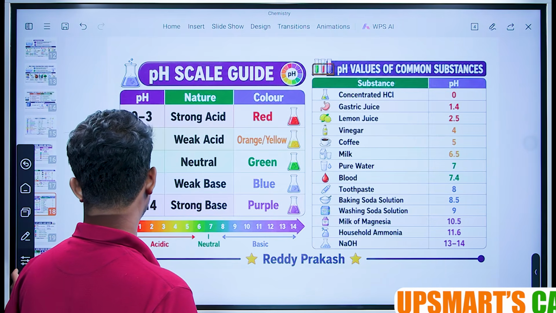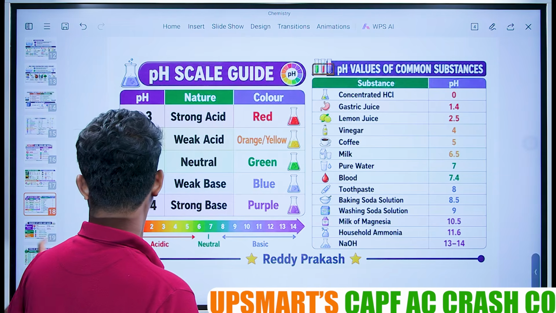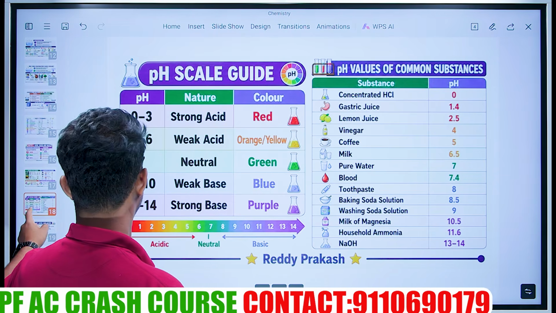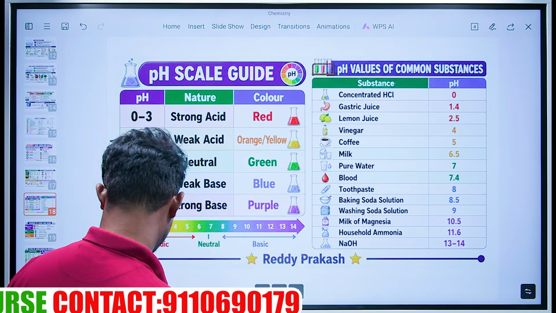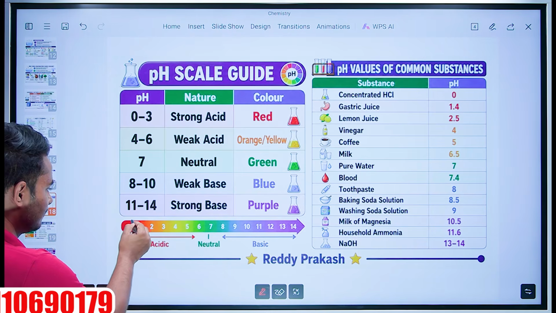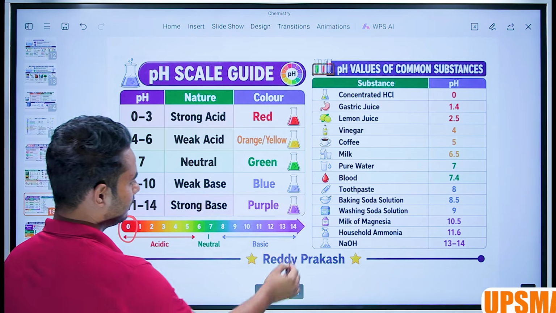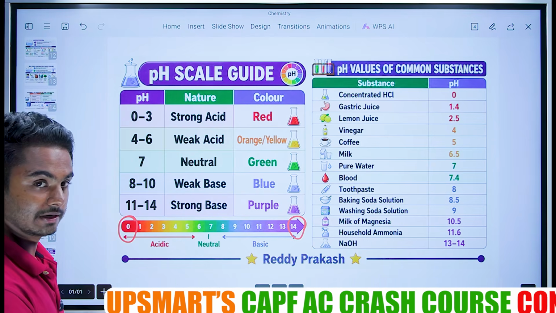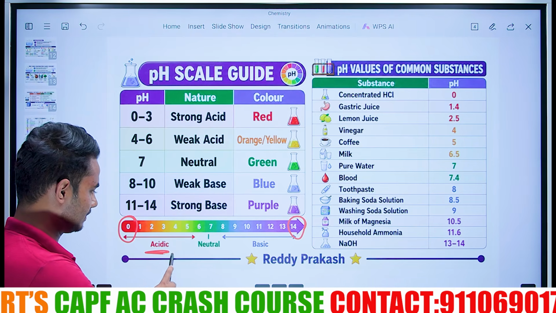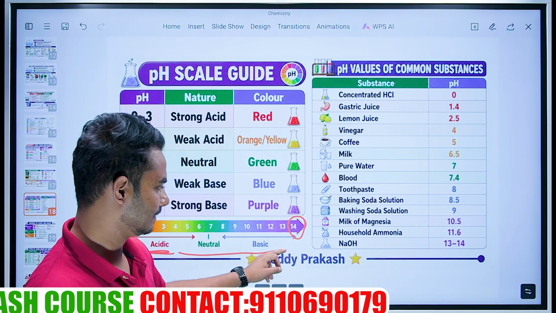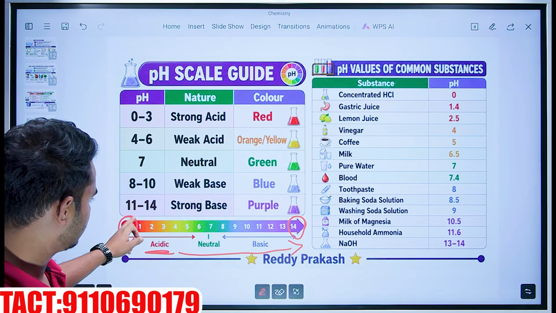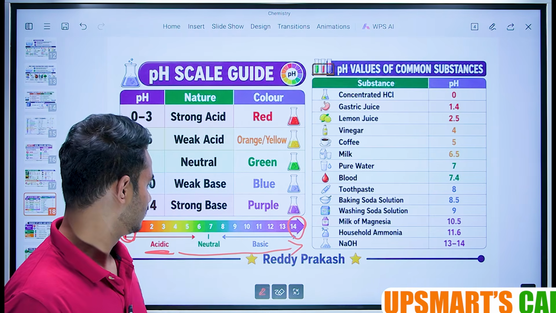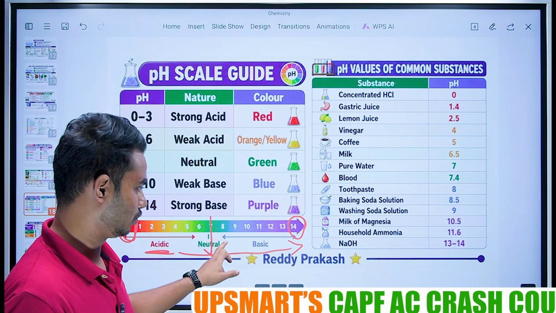See, this is how the pH scale will be. It starts with dark red and then goes on to become purple in nature or the blue color. When it is dark red, it is called acidic. With the color change, it becomes basic. When the number is 0, very strong acid. When the number is 14, very strong base. Fine, 7 is neutral. I already told you.